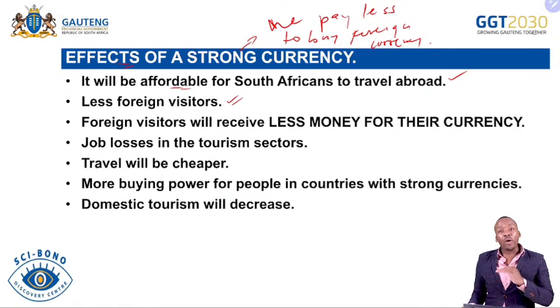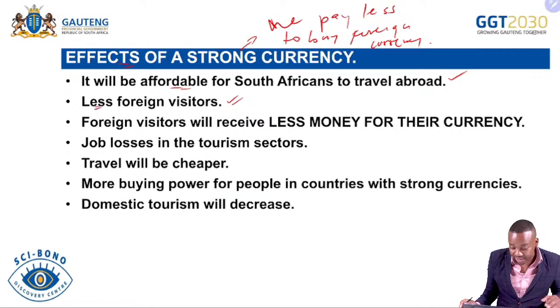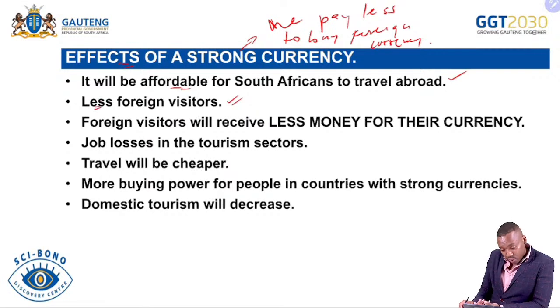Then we are not saying we are not going to have visitors, but we are saying less, right? Some will still take a risk and then they will come here. Foreign visitors will receive less money for their currency, because at that particular period, our currency will be strong compared to the other years, right? We know that if we receive less foreign tourists, obviously there will be a lot of job losses in the tourism sector because of demand and supply, right?